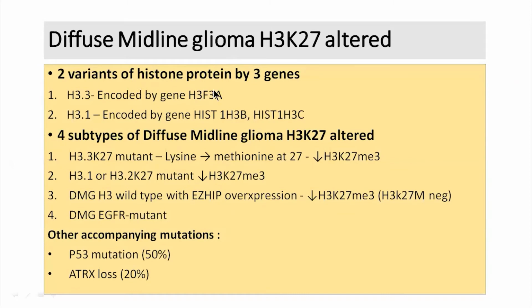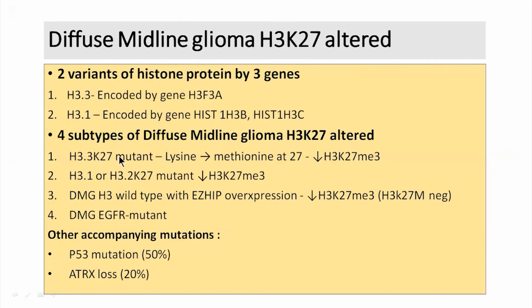So there are basically two variants of histone proteins which are encoded by three genes. The H3.3 histone, which is encoded by gene H3F3A, then the H3.1 histone, which is encoded by two genes, HIST1H3B and HIST1H3C. Now there are four subtypes of diffuse midline glioma H3K27 altered. That means by four ways this H3K27 can get altered.